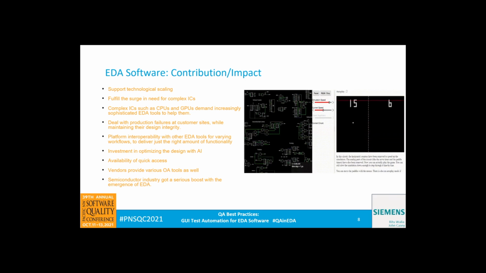And EDA tools make a major contribution in supporting this scaling. There's a huge surge in the need for complex ICs. Complex ICs such as CPUs and GPUs may consist of hundreds of cores, terabytes of memories, and multiple high-speed communication channels, requiring increasingly sophisticated EDA tools to help them. The EDA vendors have to ensure they have a strong enough foundation to be able to offer engineers tools that fit their workflows across any of these scenarios, delivering just the right amount of EDA functionality. Therefore, performing QA on EDA tools, Caliber real-time platform tools in our case, poses various unique challenges.